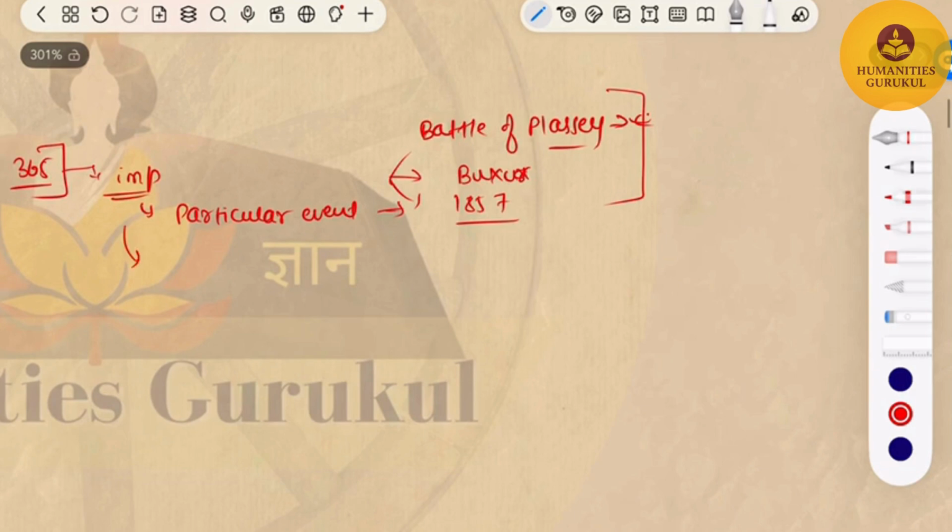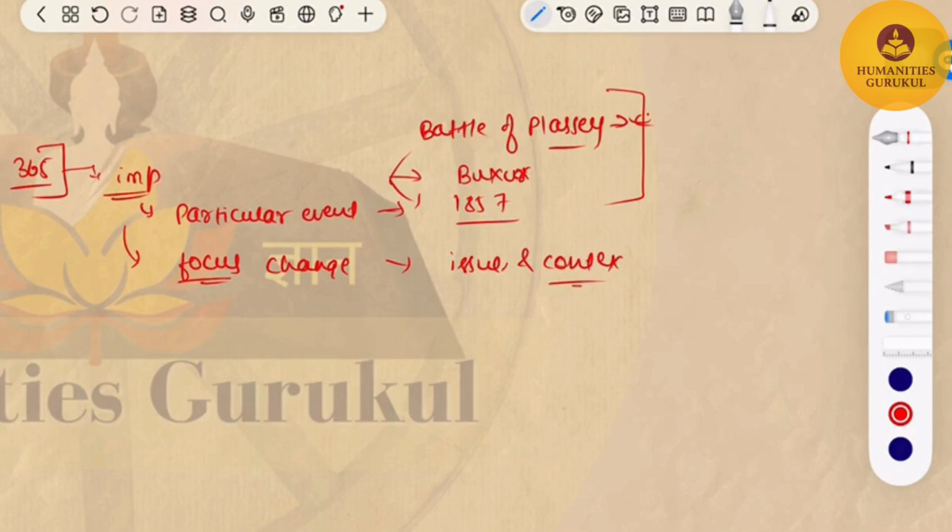And at the same time, if we change our focus, then issues and context change. Suppose we are talking about these revolts, these were political events, like how British rule overthrew or subjugated the Indian system.